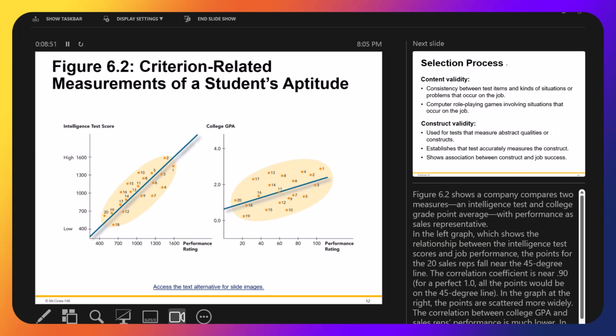Measurements of students' aptitude. So you look at this right here and see you have an intelligence test score, college GPA. And so what they're trying to do is draw a correlation between the two. And for some jobs, that could be very important. But you want to get to the point where you understand exactly when this is appropriate to use.